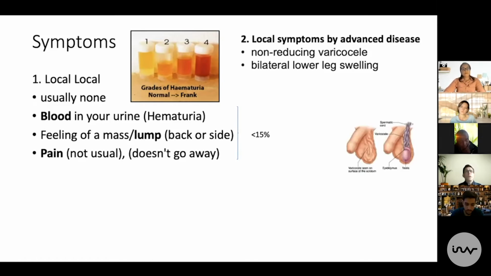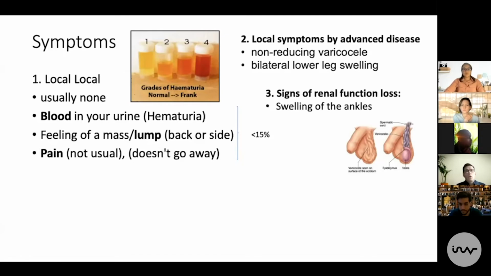There are some further possible local symptoms, also usually in advanced cancer. When the cancer enters the renal vein, it can cause occlusion there and induce venous stasis in the lower part of the body, such as the testes or the legs, and can cause varicocele or leg swelling. Or swelling of the ankles, but that is more a consequence of reduced renal function.